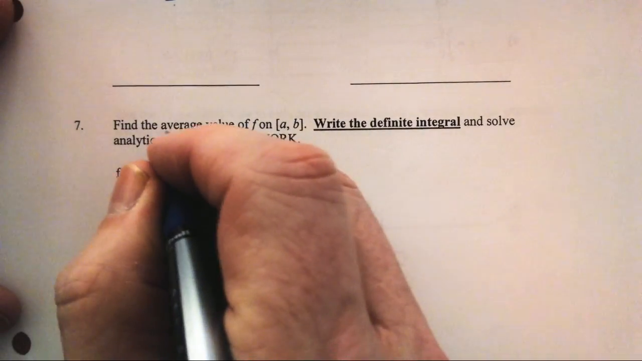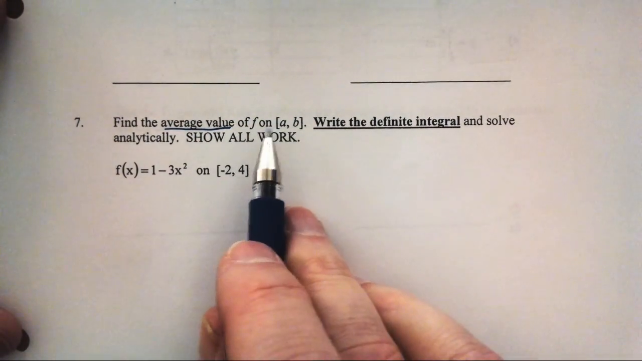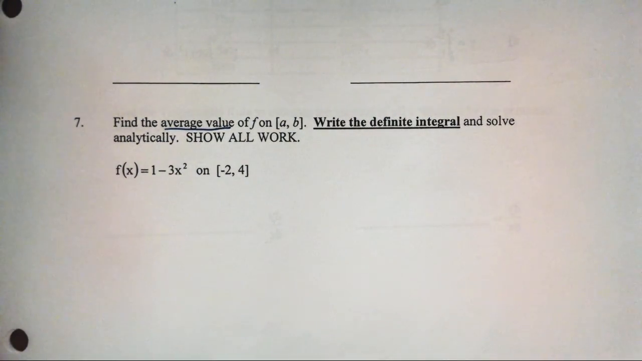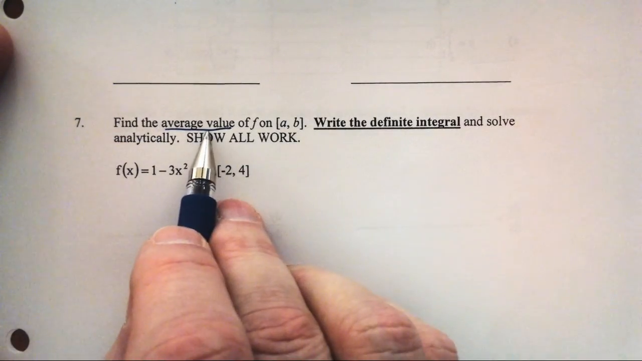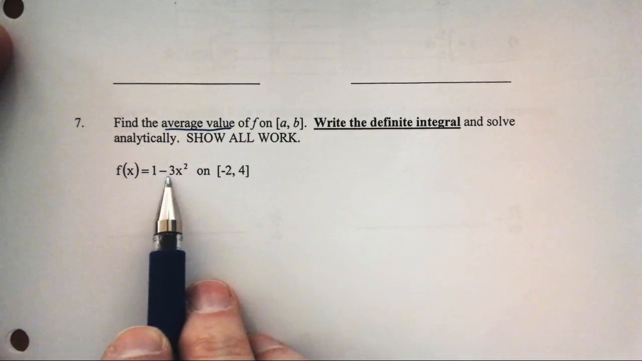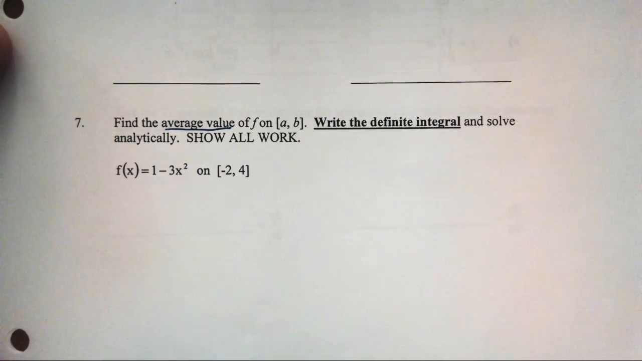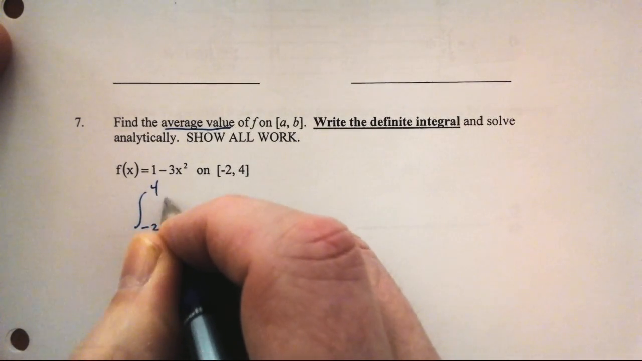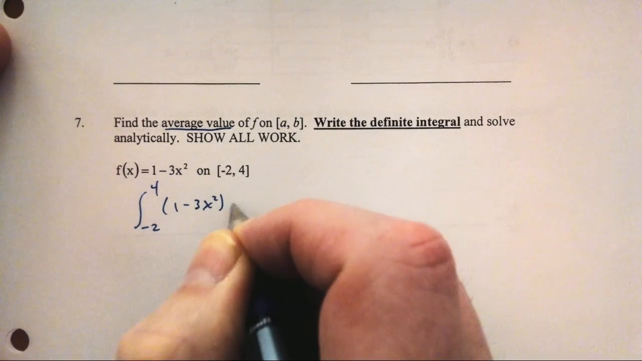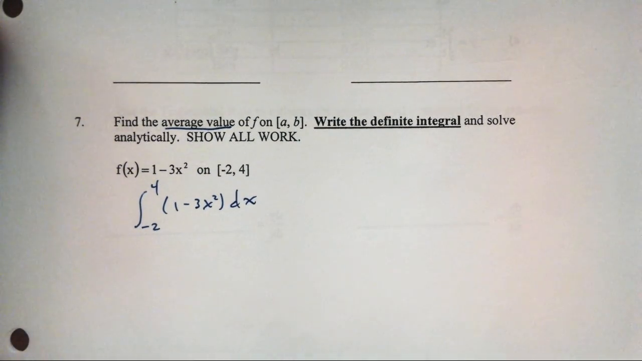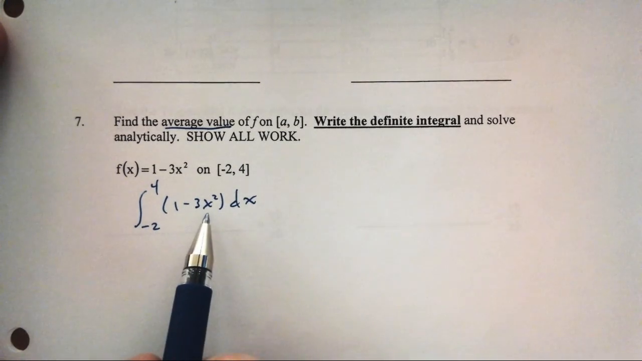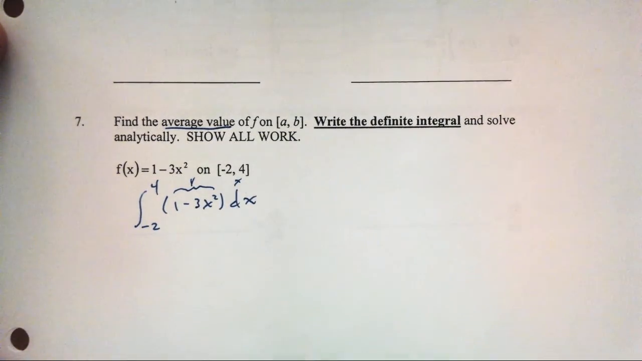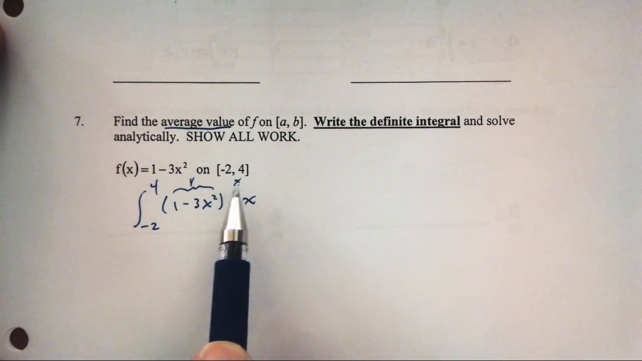Okay, find the average value of f on a to b. Write the definite integral and solve analytically. So we are not responsible for the areas here, so I don't have to worry about if there's a 0 along the way. I just need the average value. So I want my integral from negative 2 to 4 of 1 minus 3x squared dx, and then that would give me the area, which is the y's times our x's, in theory, infinity x's. So this is the area of the rectangle.